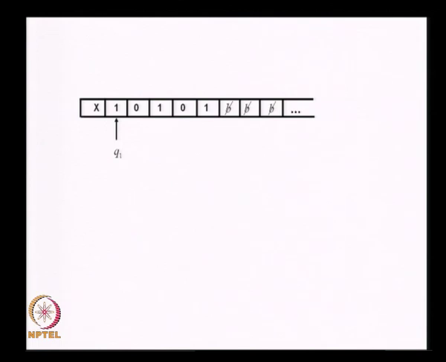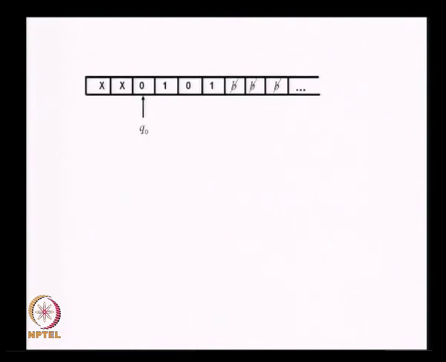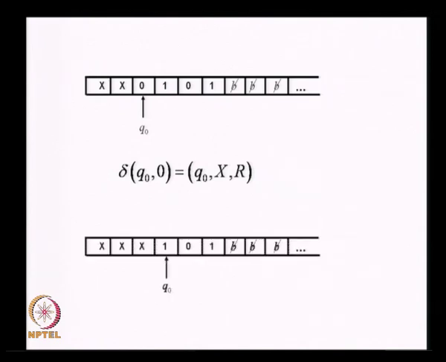So, from this ID, when it reads a 1 in state q1, it uses the mapping delta of q1, 1 is equal to q0, X, R, and in the next instance it goes to the next cell reading a 0 in state q0. Next, when it reads 0 in q0, it uses the mapping delta of q0, 0 is equal to q0, X, R, and the next ID becomes this. It moves one cell to the right and goes to the next cell in state q0. Because it is reading a 0, it does not change the state.